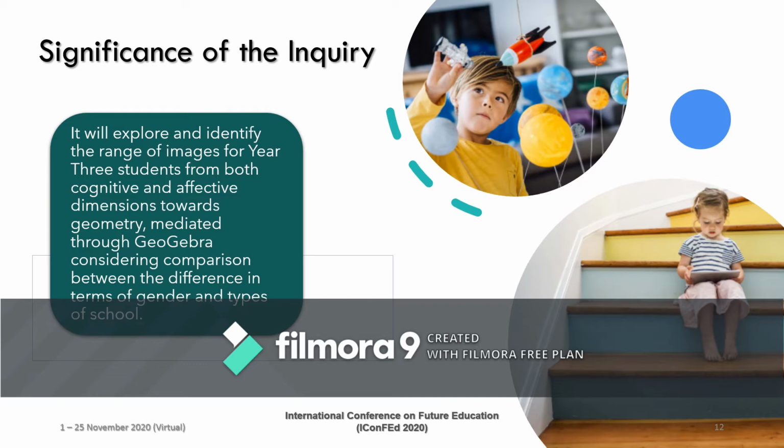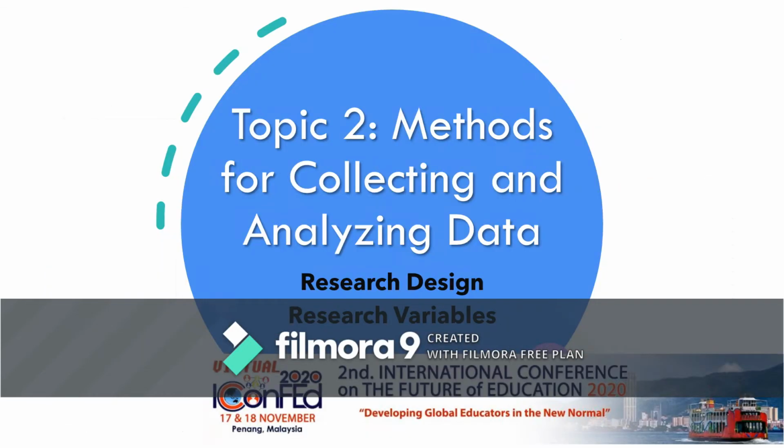Significance of the inquiry. It will explore and identify the range of images for year 3 students from both cognitive and affective dimension towards geometry mediated through GeoGebra, considering comparison between the difference in terms of gender and types of school. Next is topic 2, research design and research variable for future study.